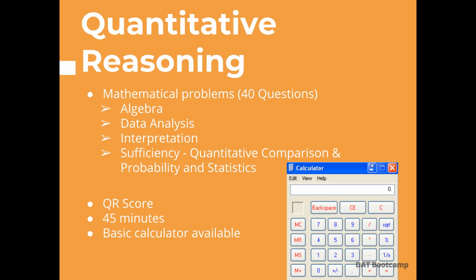And lastly, we have the quantitative reasoning section, also known as the math section. You'll have 40 mathematical problems to solve in algebra, data analysis, interpretation, sufficiency, quantitative comparison, and probability and statistics. And this will comprise your QR score. You'll have 45 minutes to complete this section, and a basic calculator will be available to you, as the one shown right here.